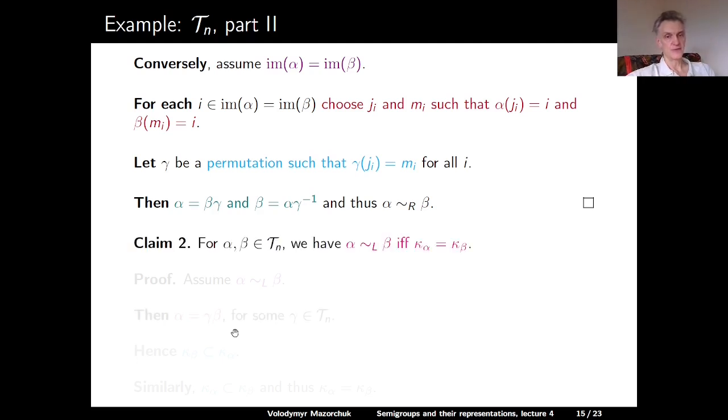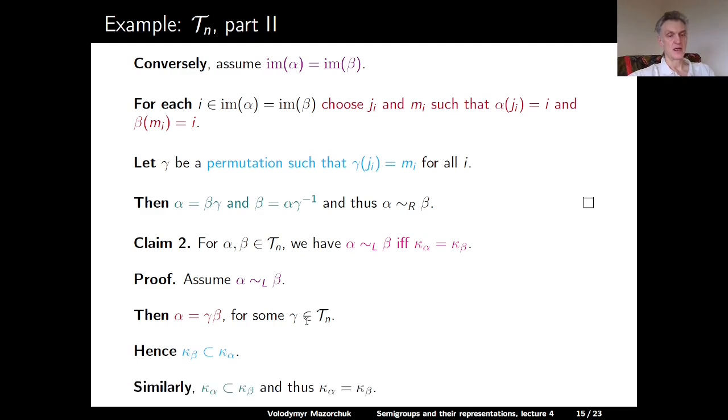We have a similar claim for the left equivalence. Two elements alpha and beta in T_n are left equivalent if and only if kappa alpha is equal to kappa beta, so if and only if they have the same kernel. Proof. Assume that alpha is left equivalent to beta. Then alpha is equal to gamma beta for some gamma in T_n. Hence, the kernel of beta is a subset of the kernel of alpha. Similarly, by symmetry, the kernel of alpha is a subset of the kernel of beta, and so the two kernels coincide.